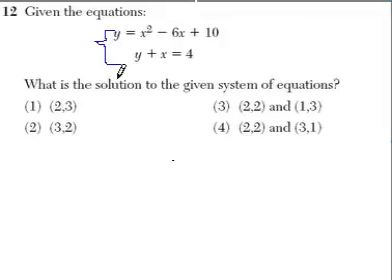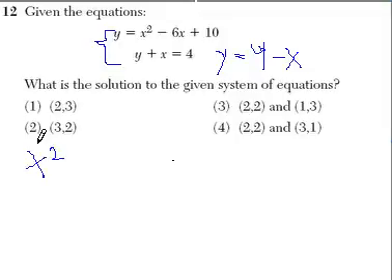So first, let us rewrite the second equation in the form y equals. For that, we'll have to subtract x from both sides, and it's going to be 4 minus x. Now, since this equation is in the form y equals, and this equation is in the form y equals, y and y are the same, so we can rewrite it as this equation should be equal to this equation. So we'll have x squared minus 6x plus 10 equals 4 minus x.